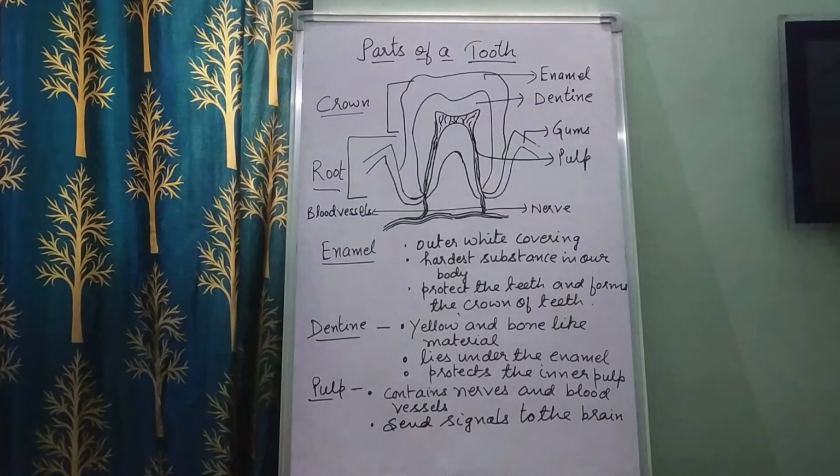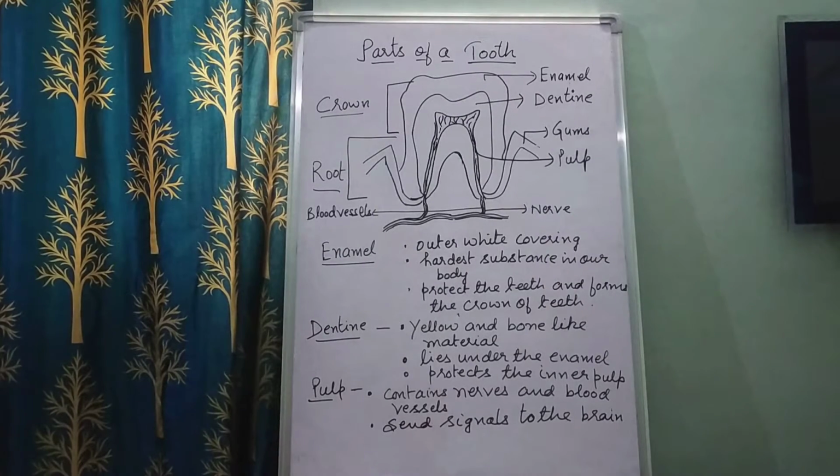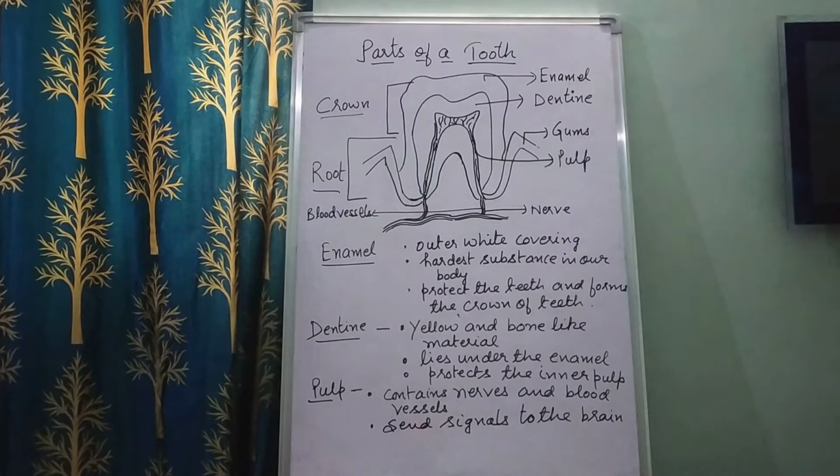Below the enamel lies a hard dentine. Inside the dentine lies the pulp. Clear? The pulp is very soft and it is full of nerves and blood vessels. The pulp forms the central part of the tooth.